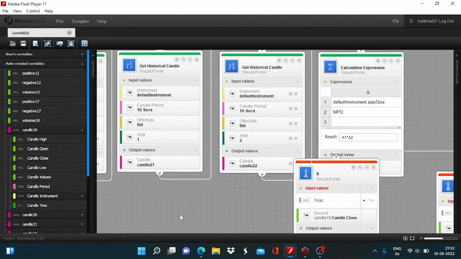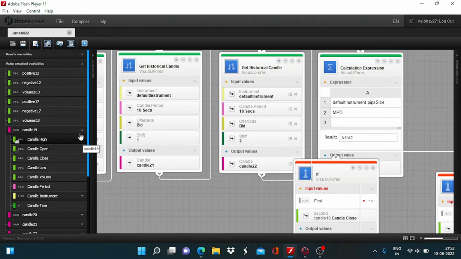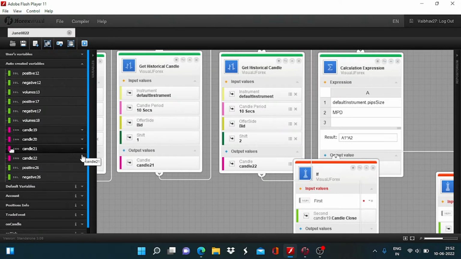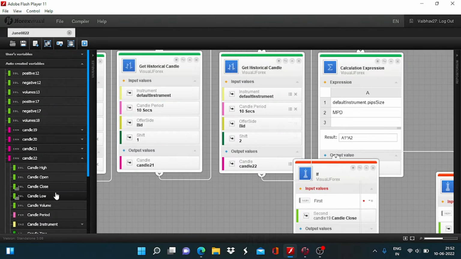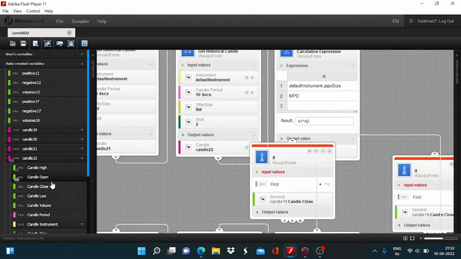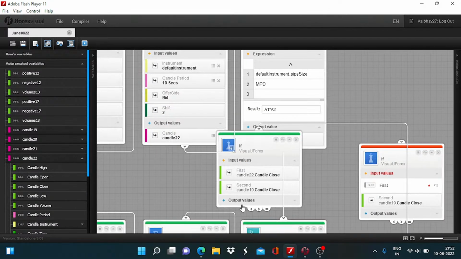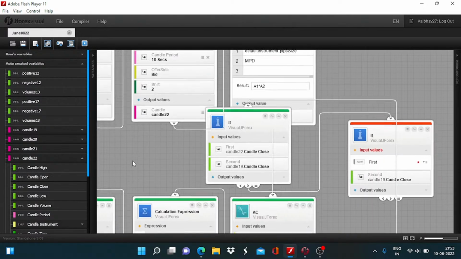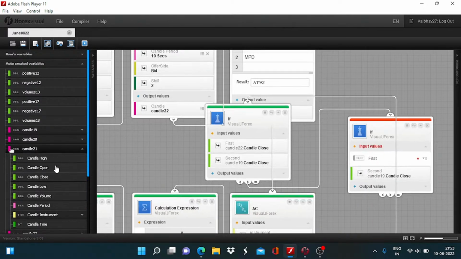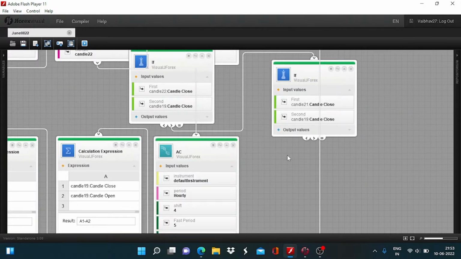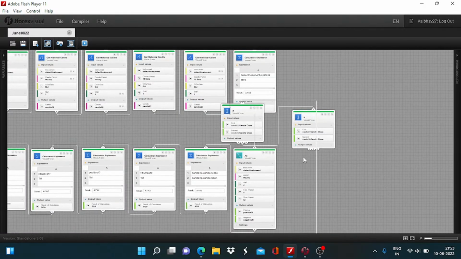So here we have these two 10-second candles, candle 21 and candle 22. Candle 22, which has a look back period of 2, should have closed on the higher side. So first input greater than second input, and then candle 21 candle close should have closed on the lower side. So first input less than second input.